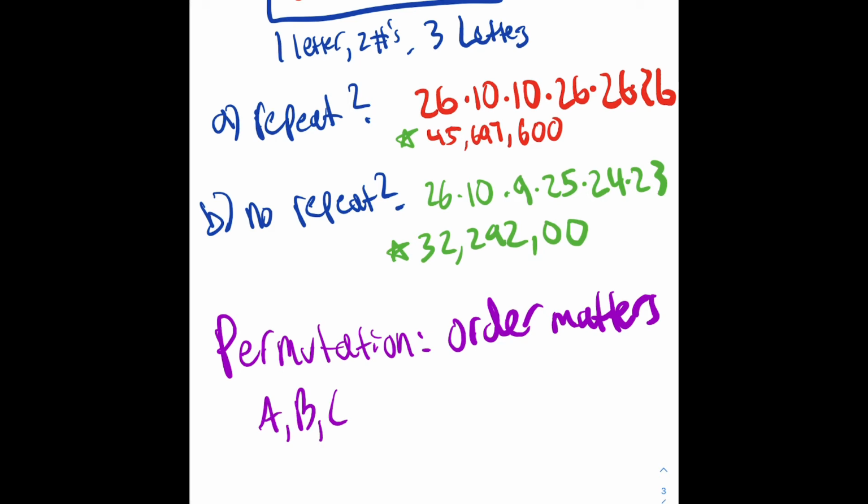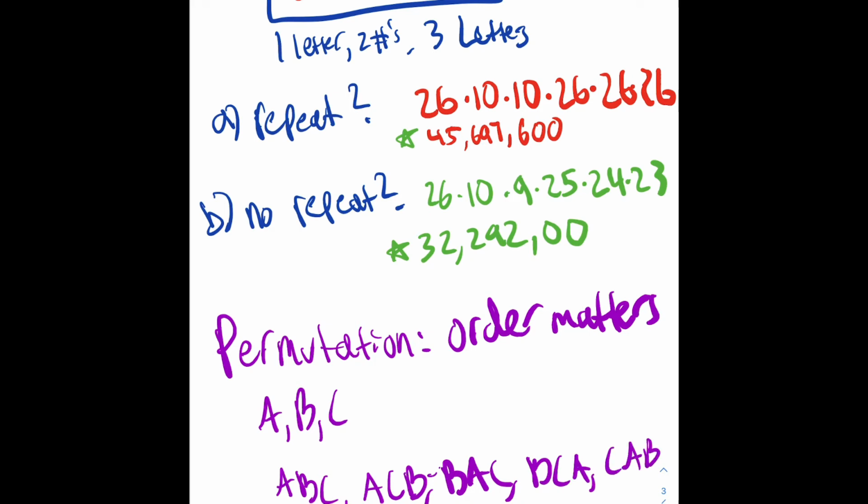So if we try to permute A, B, and C, we get 6 choices: A, B, C; A, C, B; B, A, C; B, C, A; C, A, B; and C, B, A. And again, that makes sense because of our counting principle: 3 times 2 times 1 gives me 6.